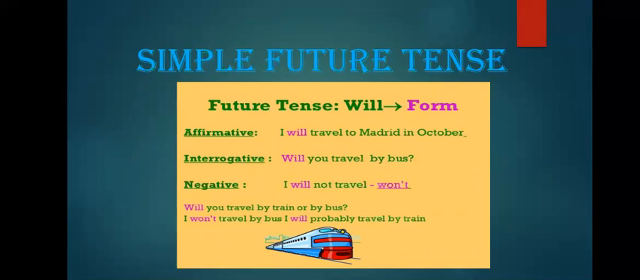Always in simple future tense, you are going to use the first form of verb. Will you travel by train or by bus? I won't travel by bus. Won't is actually the short form of will not. So I won't travel by bus. I will probably travel by train.